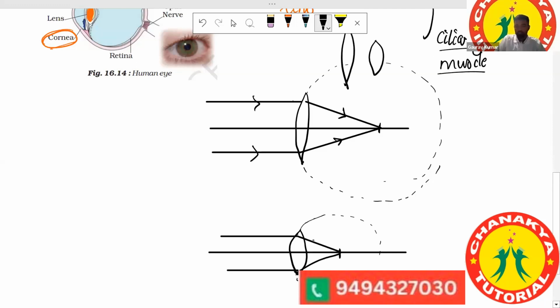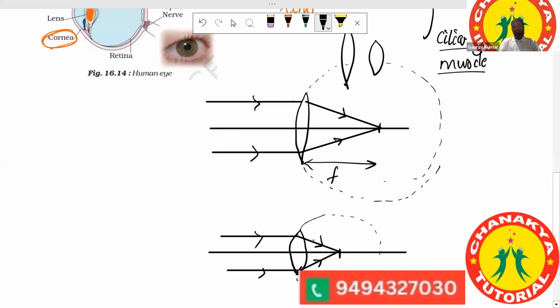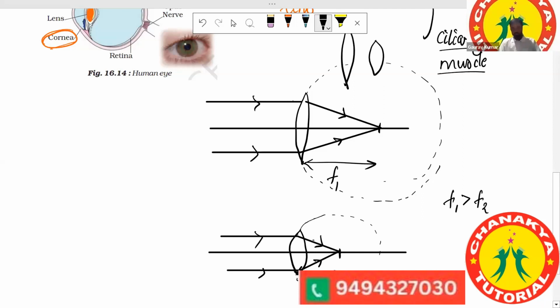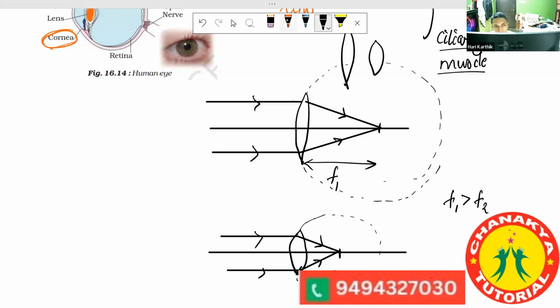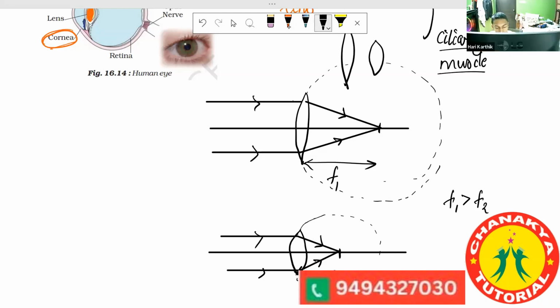Can you distinguish the difference between these two lenses? Yes, sir. What is the difference? The radius is smaller in the second one. Or you can say the focal length of the first one is greater than the focal length of the second one. Sir, are the focal point and center of curvature the same? Is the focal point always on the center of curvature?